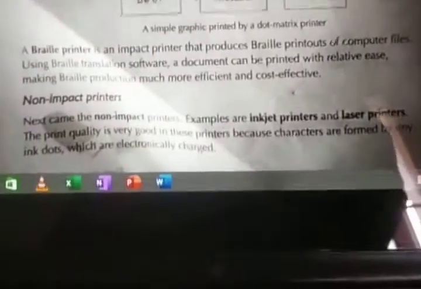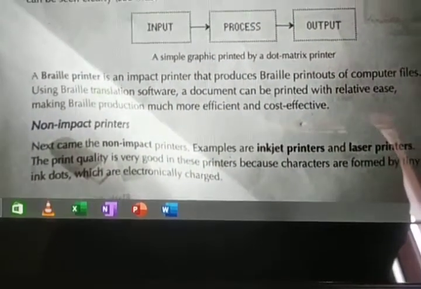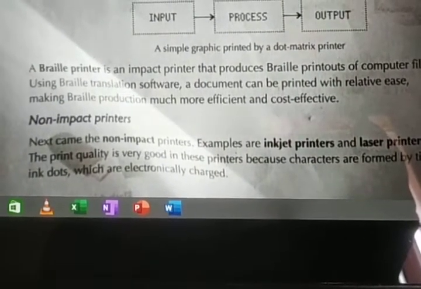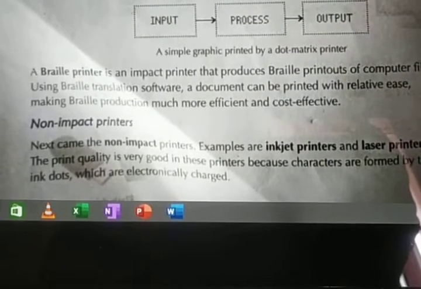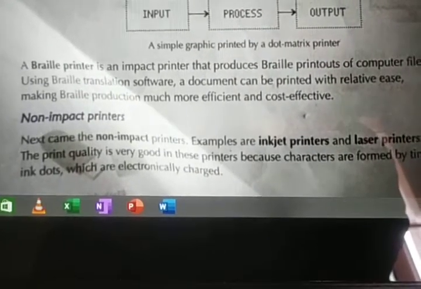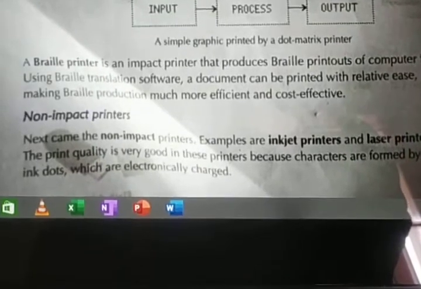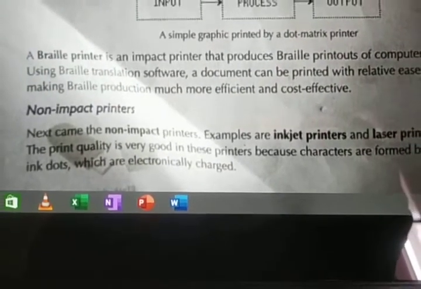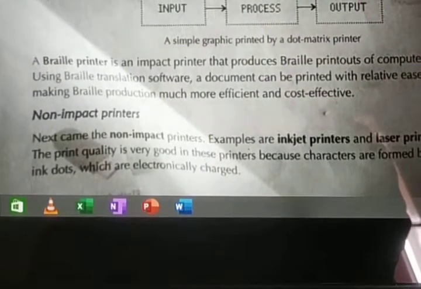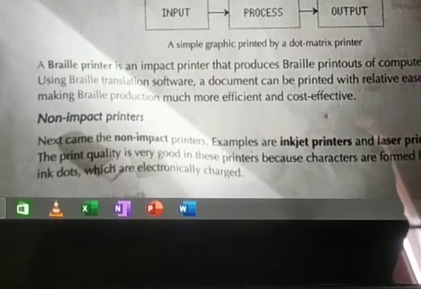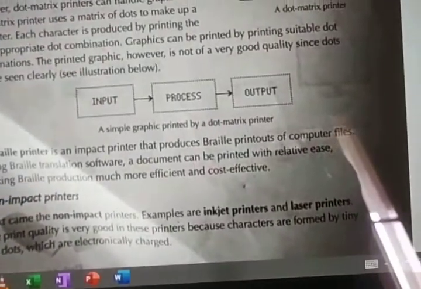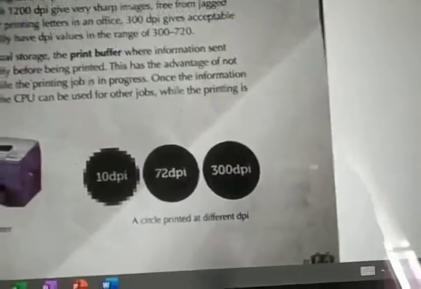Now we will see non-impact printers. Non-impact printers are the inkjet printer and laser printer. It is inkjet, not inject. By the name itself you can understand. The print quality of these printers is very good. Compared to the dot matrix impact printers, the print quality of these non-impact printers is very good. We'll see about that, so you will understand.